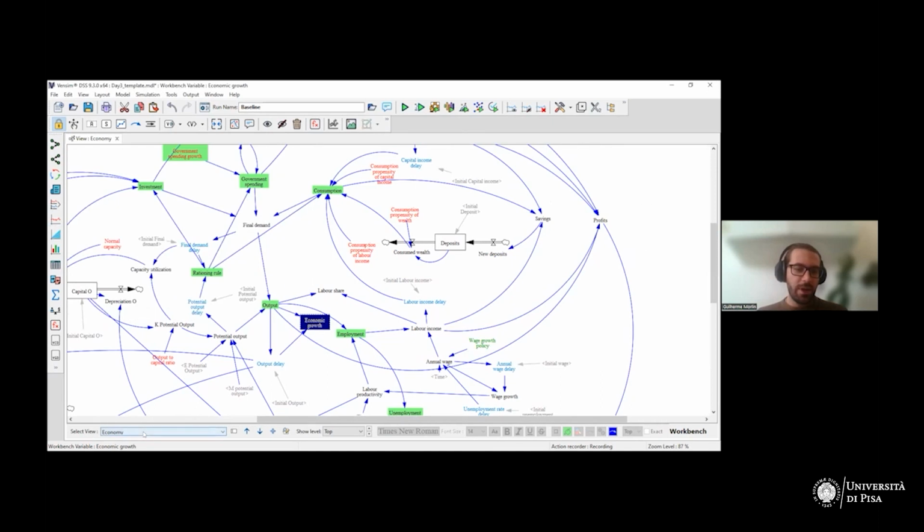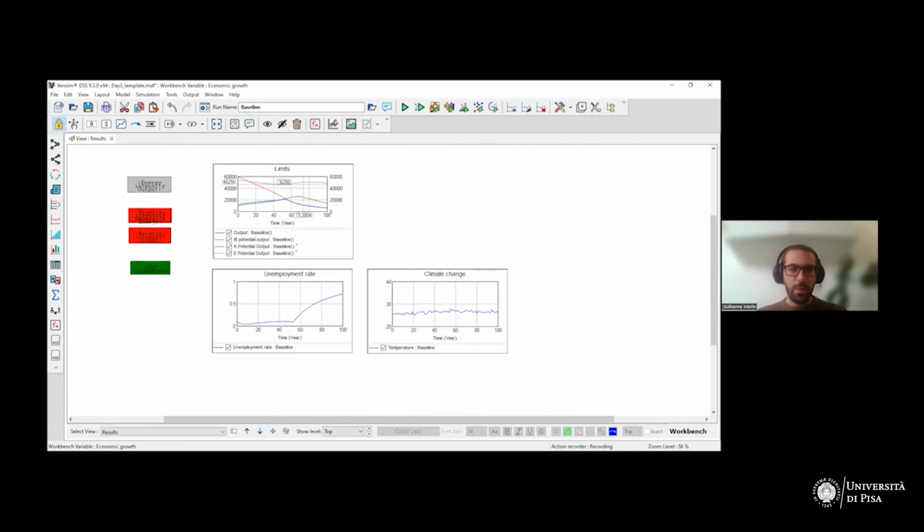And if you want to change your views, we also have a results view where we have some graphs. These results can be a bit weird, but then you just need to calibrate a bit and change the parameters and the initial values to get something that's more meaningful. But this was more or less the message that I wanted to pass.